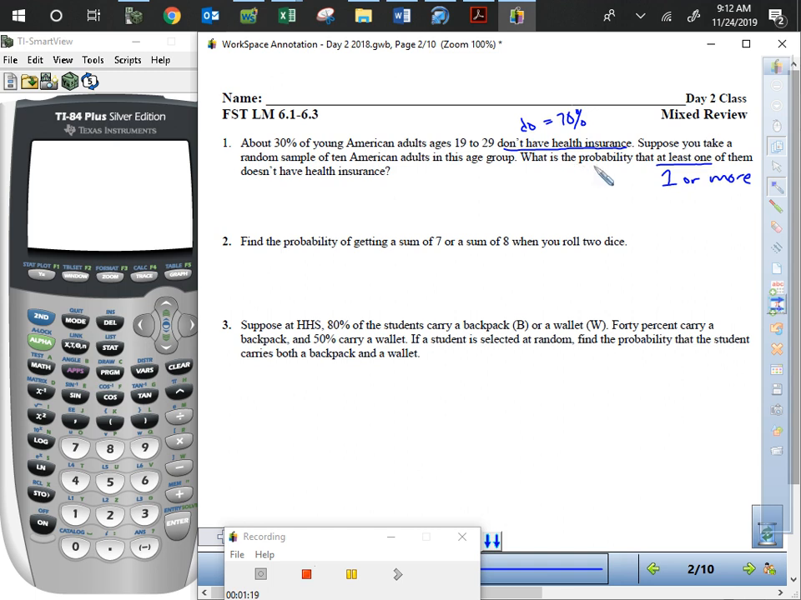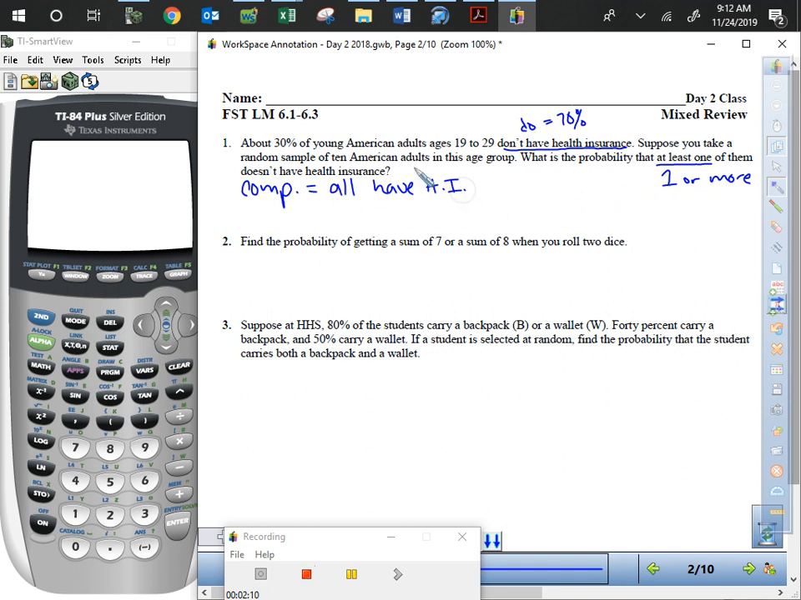It says, what is the probability that at least one doesn't have health insurance? Well, that means everyone except all of them having health insurance. So the complement here is all of them having health insurance. Think about that. If we want one or more to not have health insurance, and I take out the situation where they all have health insurance, am I getting to this at least one? Hopefully you can see that that works.